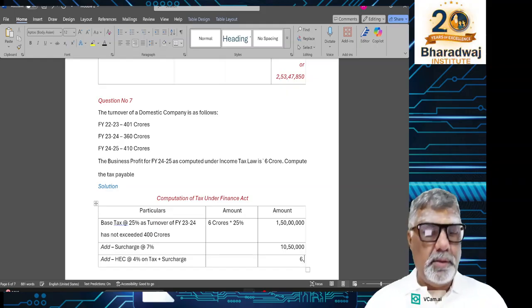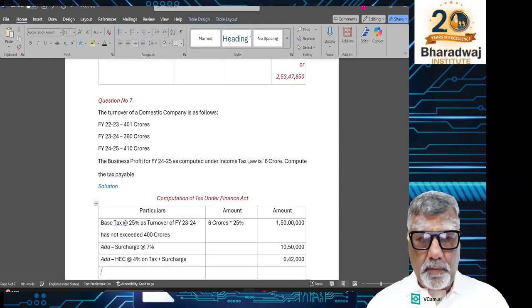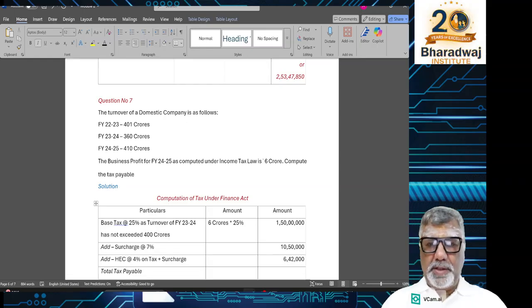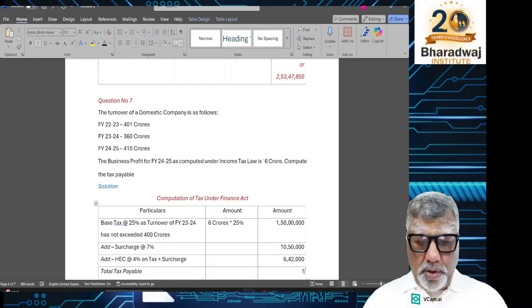6 lakh, 160, 1 crore 66 lakhs, 92 crores.